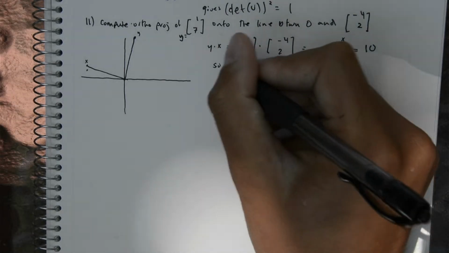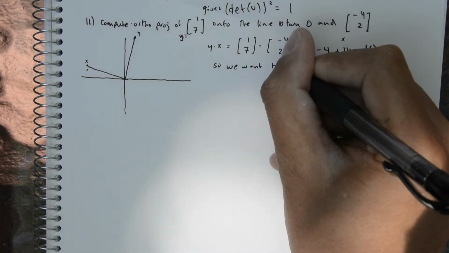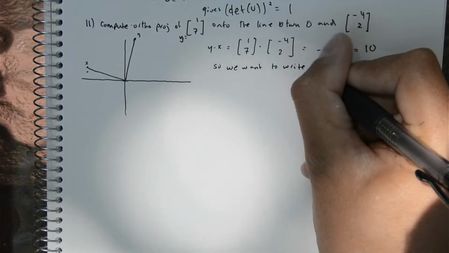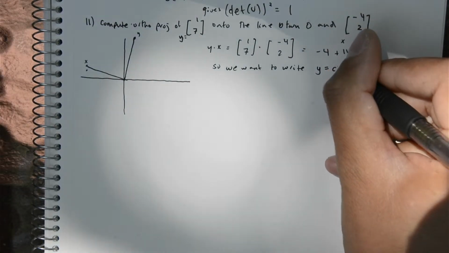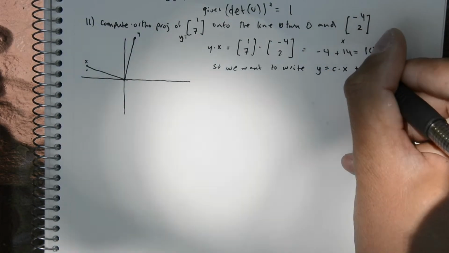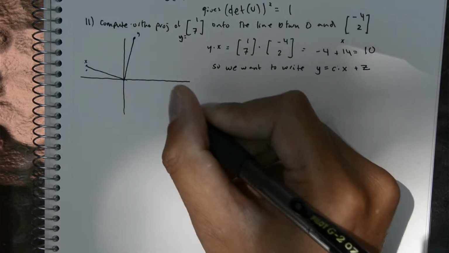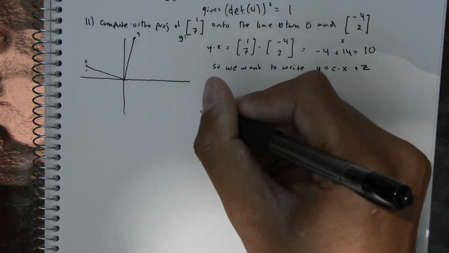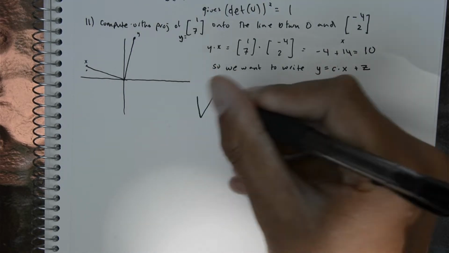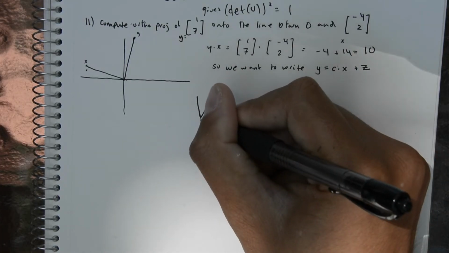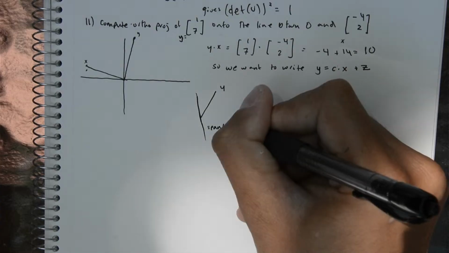So we want to write y equal to some c times x plus z. To draw a better picture, maybe if we had this and this is y and this is the line spanned by x, span x.